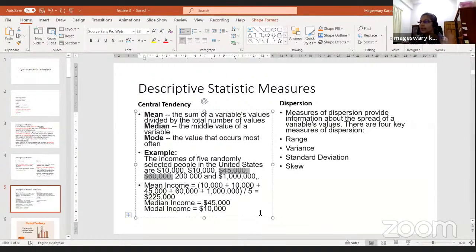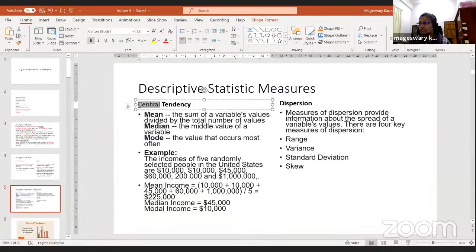Okay. Then the mode is still 10,000, which appears 2 times. So the mode is still 10,000. So mean is the average that describes the sample. Median is the central value. Mode is the highest frequency. Okay, right. So this is central tendency.